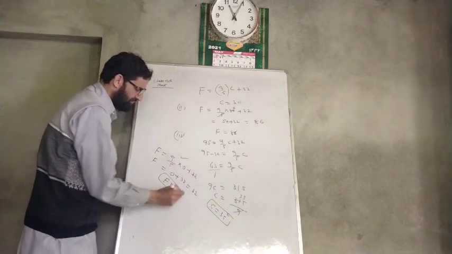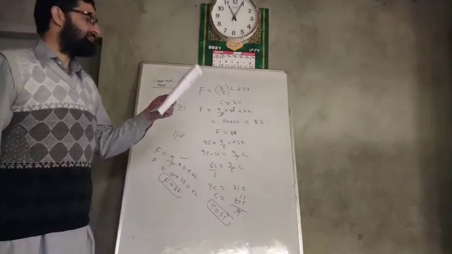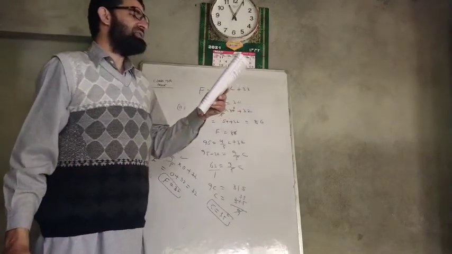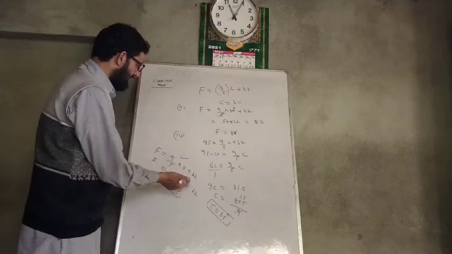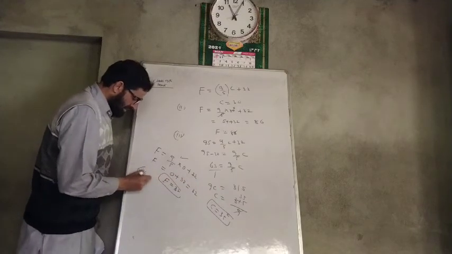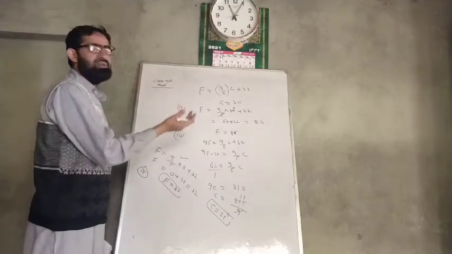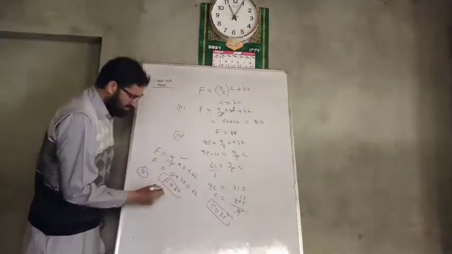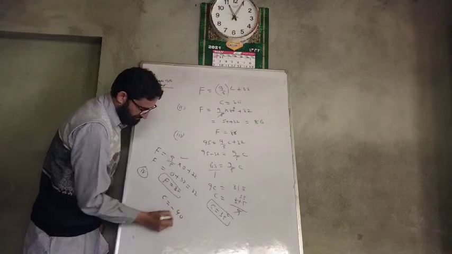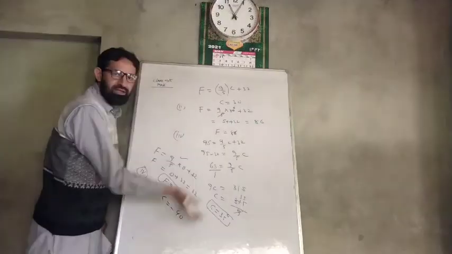Now the last part is the 5th part. If there is a temperature which is numerically the same, we found that it is minus 40. In the graph we found the value which is the same for temperature in centigrade and Fahrenheit. That was minus 40. When C is equal to minus 40, F came also equal to minus 40.